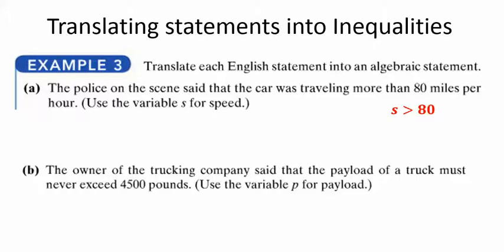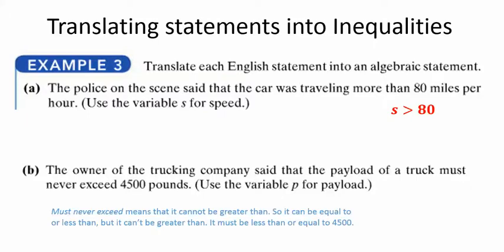B. The owner of a trucking company said that the payload of a truck, the contents or what the truck is carrying, must never exceed 4,500 pounds. Use the variable P for payload. And so I have a note here. Must never exceed means that it can't be greater than. It can be equal to, it can be less than, but it can't be greater than. So we say that it must be less than or equal to 4,500 pounds in this case. So must never exceed, even though it talks about being over, because of the words must never in front of it, it really is the opposite of that. And so we want to say P has to be less than or equal to 4,500.